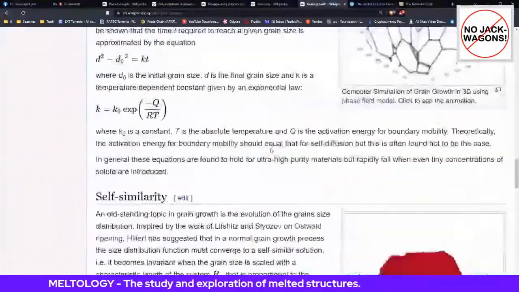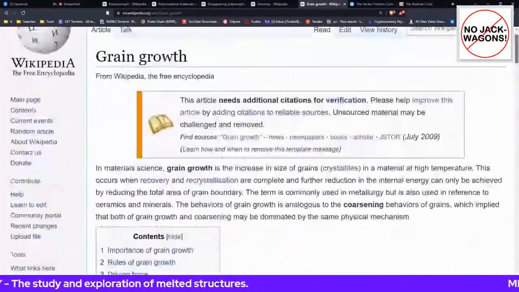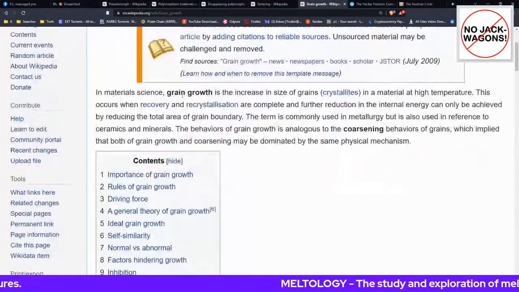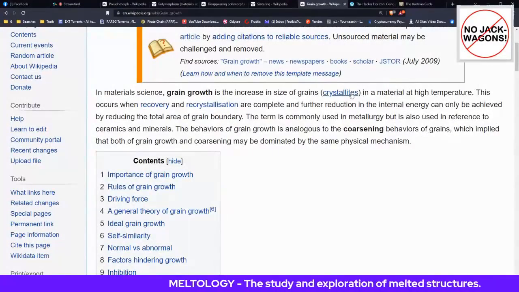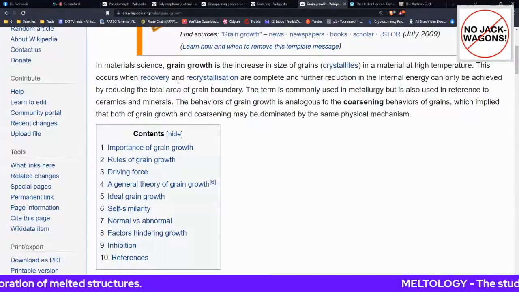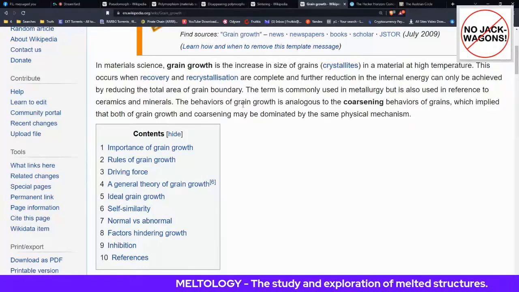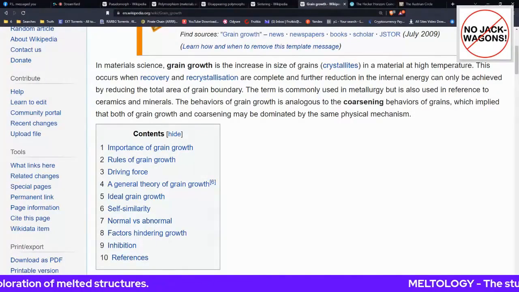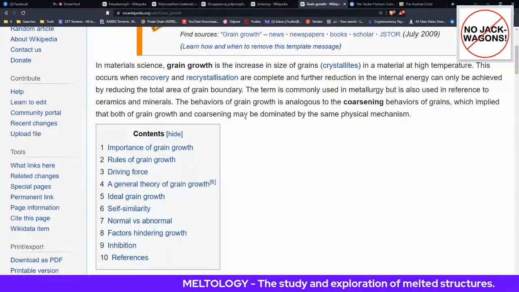And here, this is the most interesting thing: the grain growth. I was talking about grain growth, the increase in the size of grains in crystallized form, in a material at high temperatures. This occurs through recovery and recrystallization of the grain boundary. The behavior of the grain is analogous to the coarsening of the grain. Like I said, the tighter or less tight grain will change the effect of the growth.